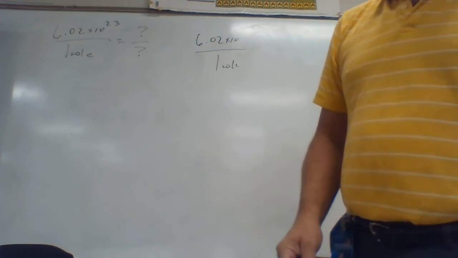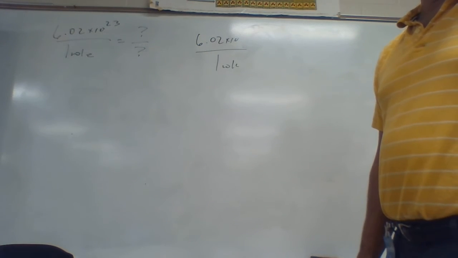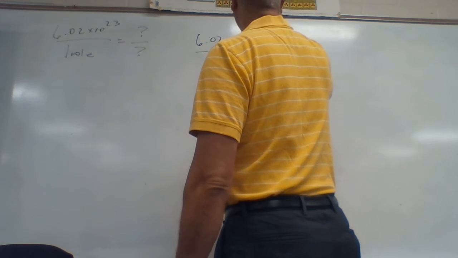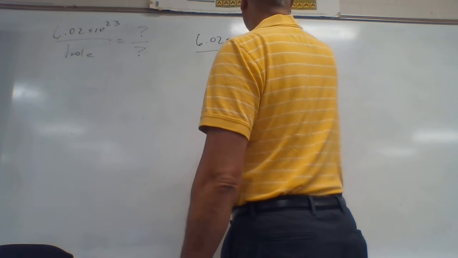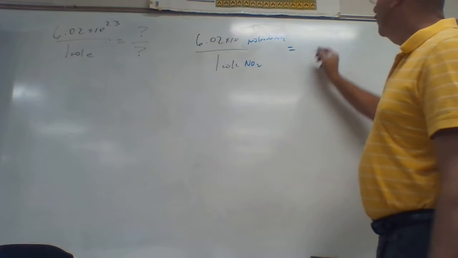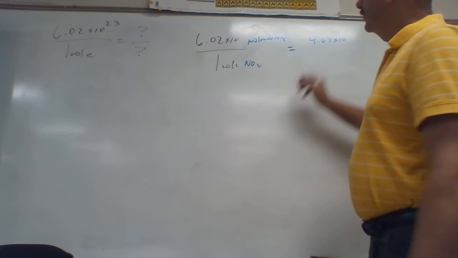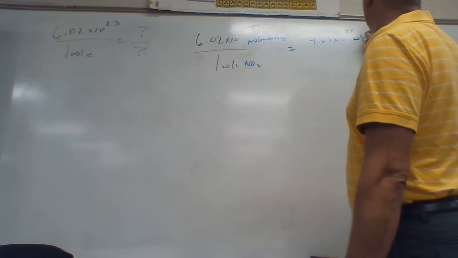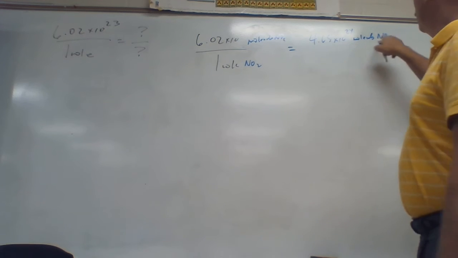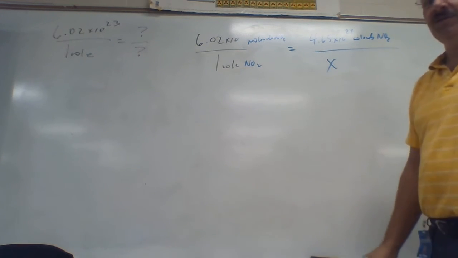Last question says, how many moles are there in 4.65 times 10 to the 24th molecules of NO2? So we're doing molecules of NO2, and we are given 4.65 times 10 to the 24th molecules of NO2. Notice molecules of NO2 and molecules of NO2 are in line with each other. The bottom is X moles of NO2.